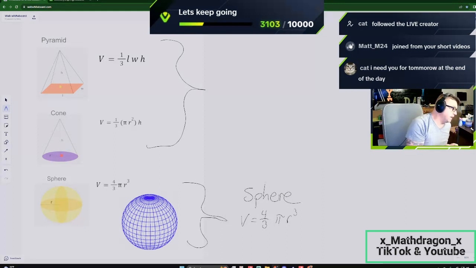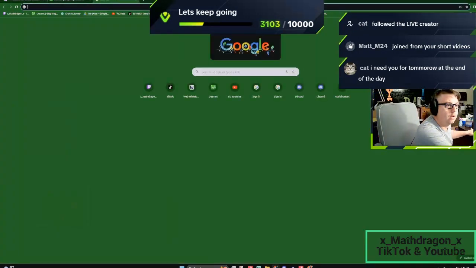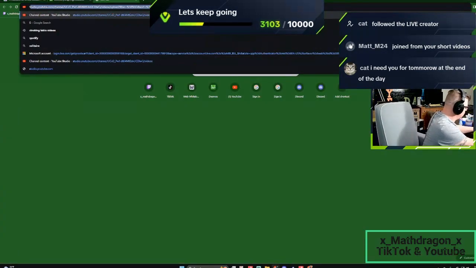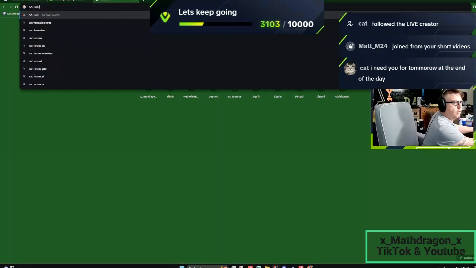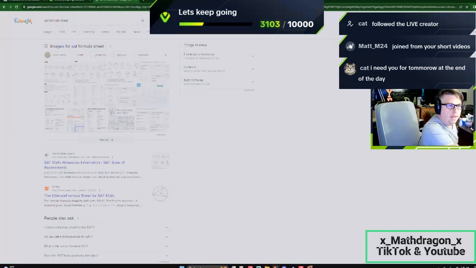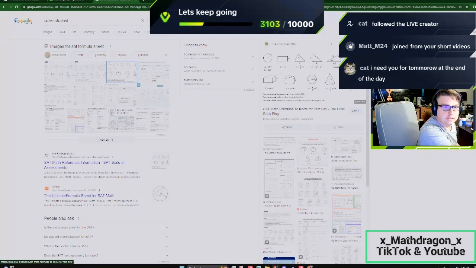However, I will tell you on the SAT and ACT, they give you a formula sheet. And let me show you. So let's do SAT formula sheet. This is what it looks like. So right here you can see 4/3 pi r cubed. They are not trying to trick you. They just want to make sure you know how to use these formulas. So even if you don't have it memorized, I promise you on the SAT, they will give it to you.